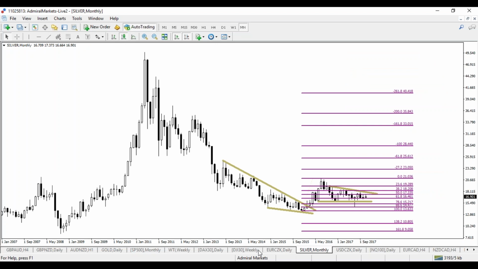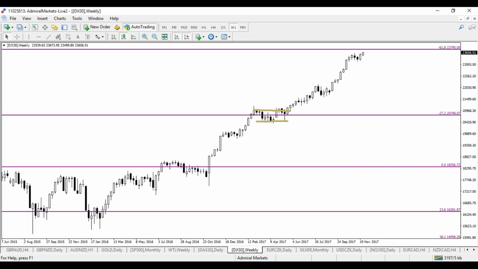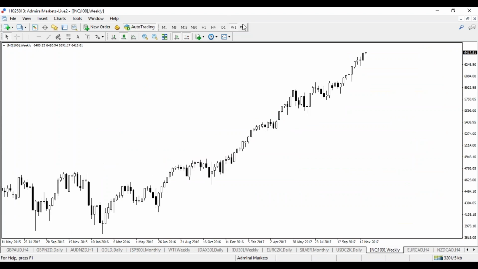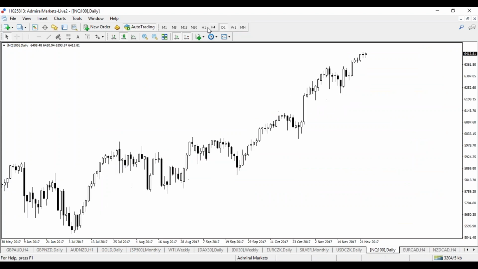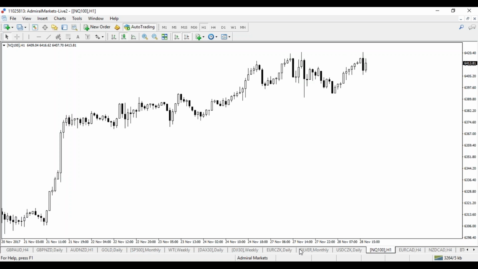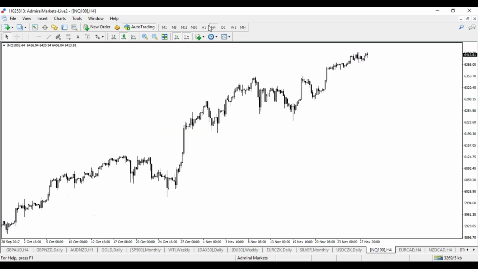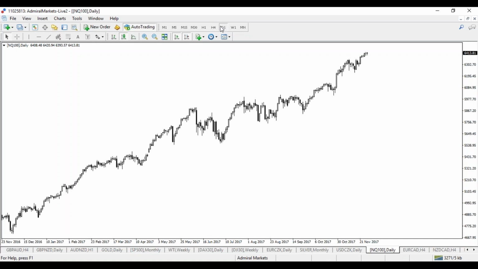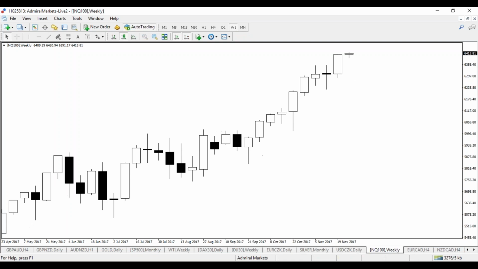Nothing new on silver. Dow Jones, yet again heading on its way to a higher high. Nasdaq, well, same thing actually, isn't it? So personally, I don't see anything to trade on the Nasdaq. I mean, it could be good just to put a fib maybe on this bullish candle.